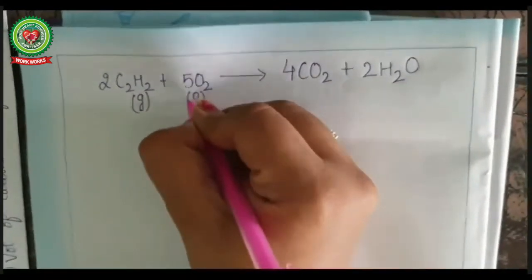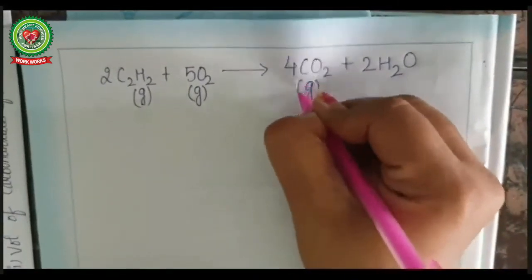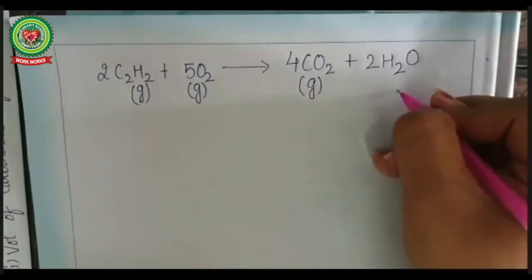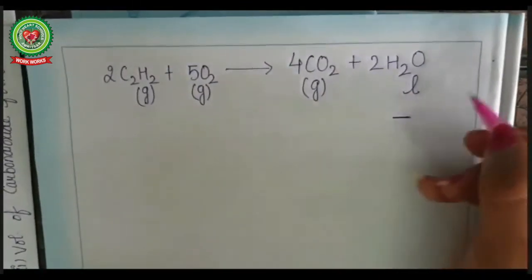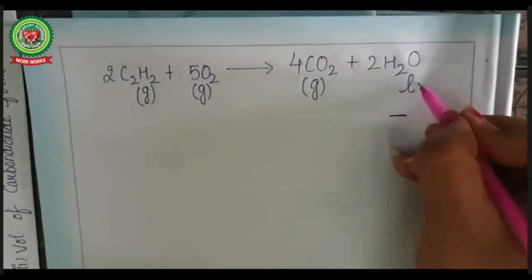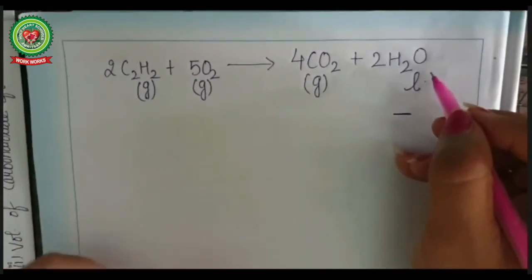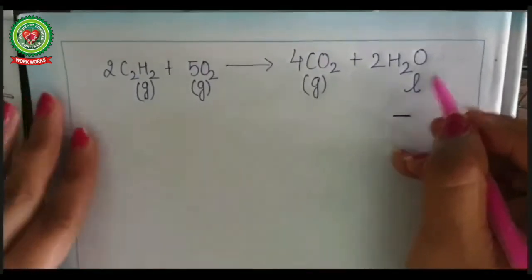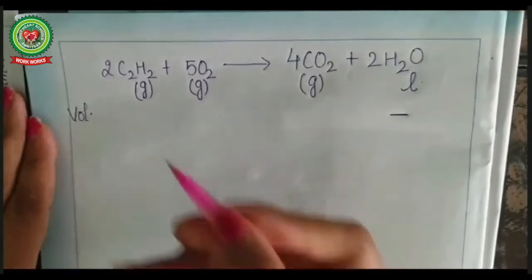Oxygen also exists in gaseous state. CO2 also exists in gaseous state only, and water is your liquid. So in this equation, we are not going to use water because it is in a liquid state. And we have already studied that Gay-Lussac law is valid for gases only. So now we are going to write volume.